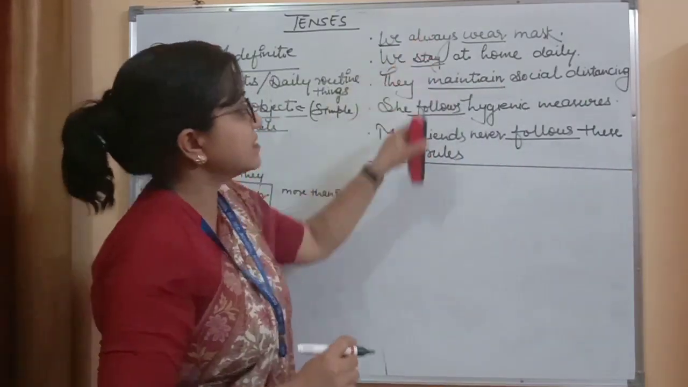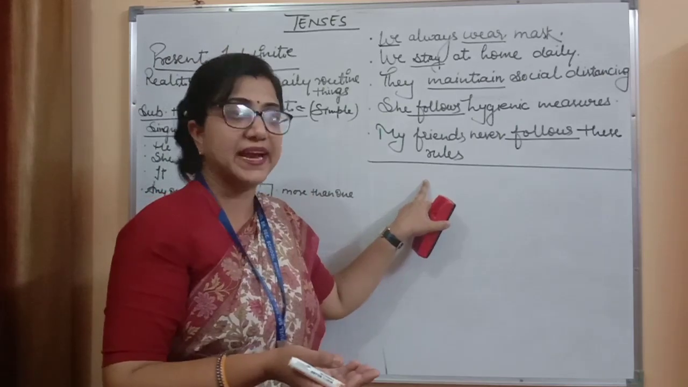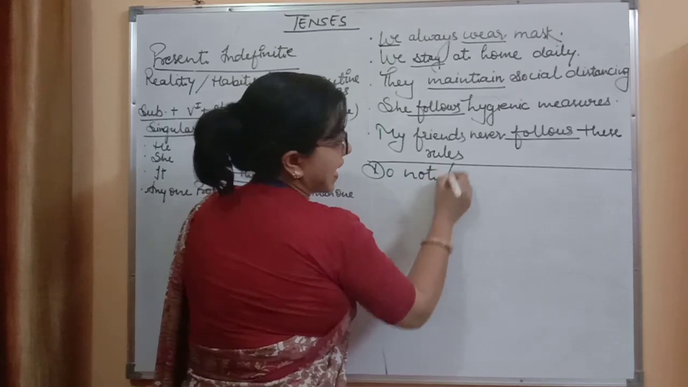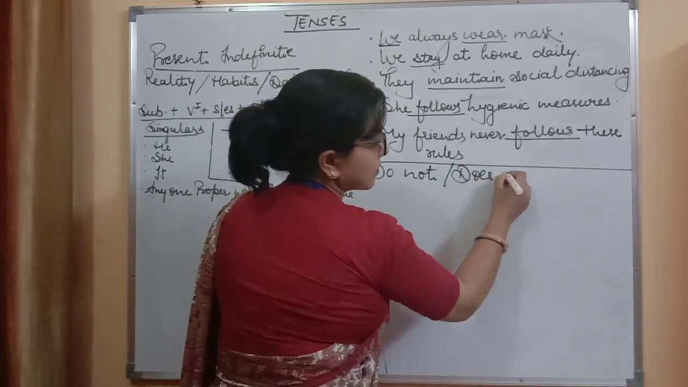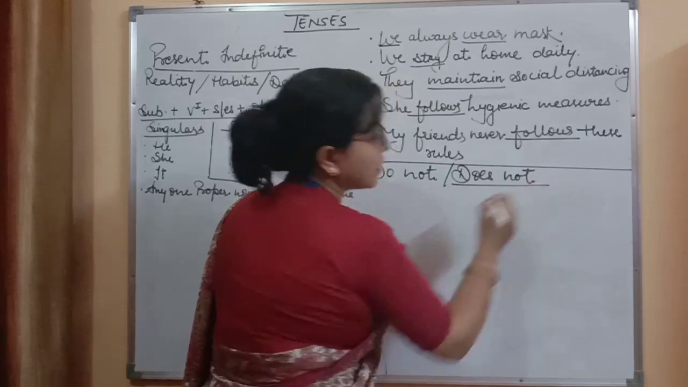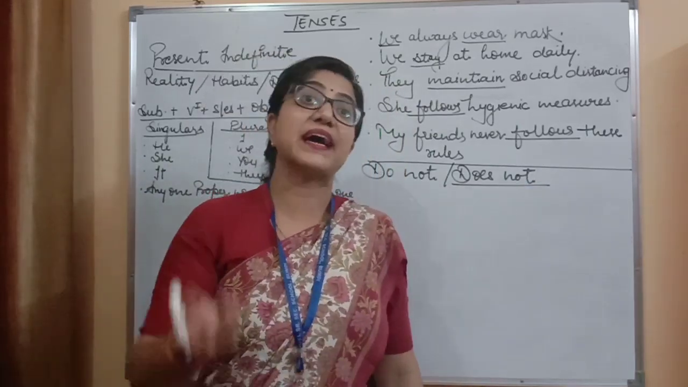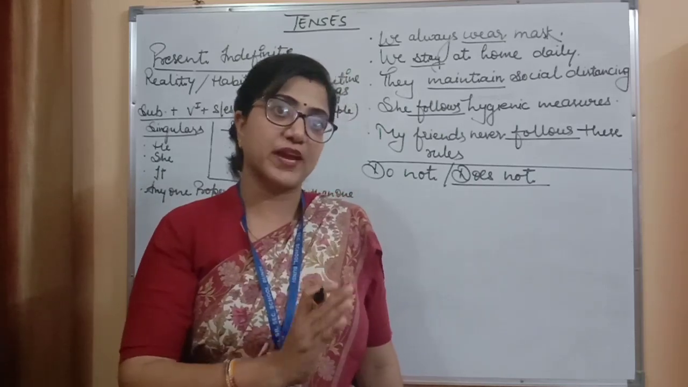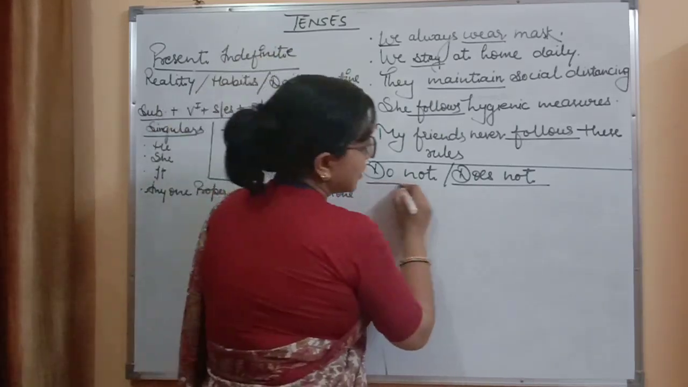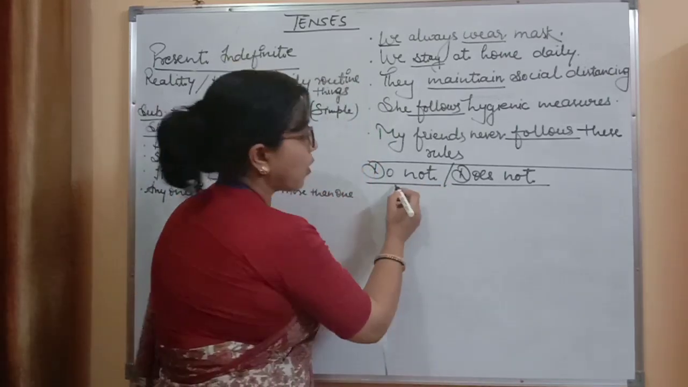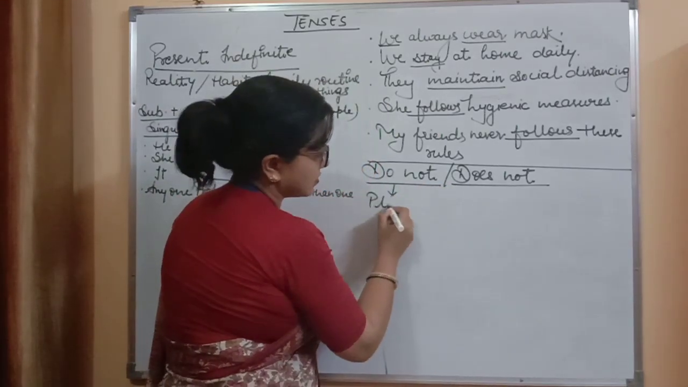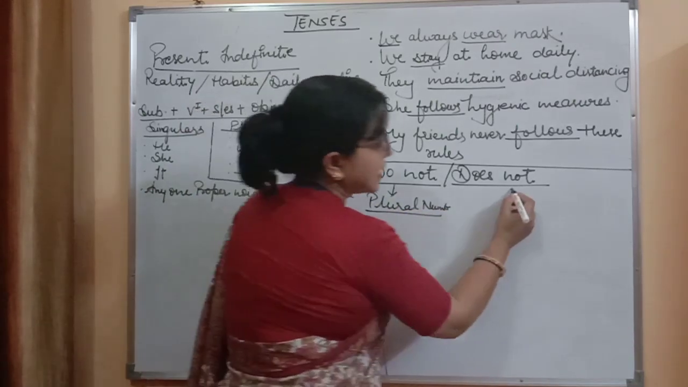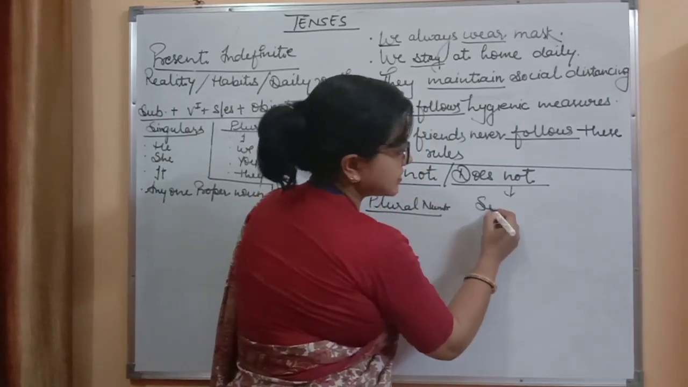Okay, these sentences you have to convert into negative sentences, and in negative you have to use do not and does not. And if you are using does not in the sentences, no need to add s or es again with the first form of verb. Does is sufficient to be used in the sentence. Do not is always used with plural numbers, and does not is always used with singular numbers.